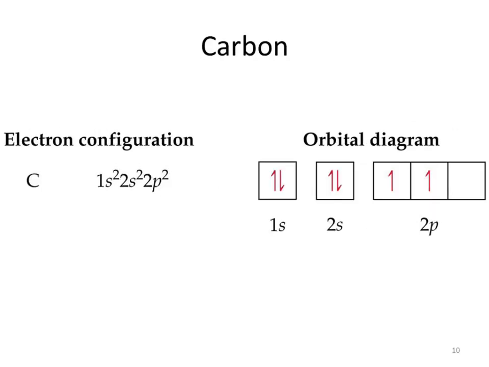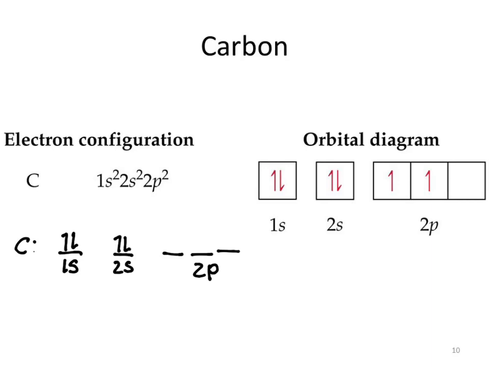Okay, carbon, all right, is a little bit further over. Carbon has an atomic number of 6, which means for a neutral carbon atom, I need 6 electrons. So when I fill that, there's my 1s, there's my 2s, my 1, 2, 3, 2p. Okay, so I'm going to fill my 1s, so there's my 1, 2, okay, then 2s, 3, 4.